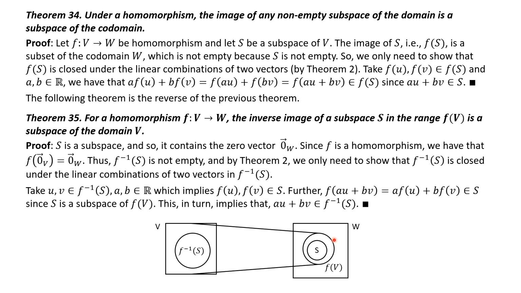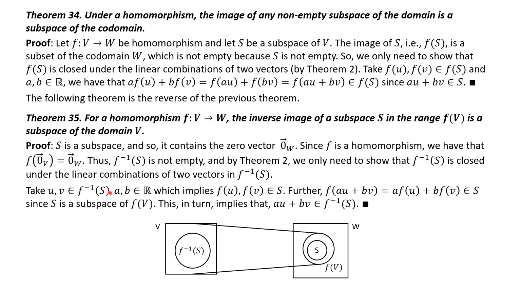It could be all of it, but it's at least a subset of W. And we're told that S is a subspace contained in W. And the theorem is saying that the inverse mapping, the preimage of S, F inverse of S, is a subspace. So given a subspace in W, you have a subspace in V. So it's sort of the opposite or the reverse of what we had here.